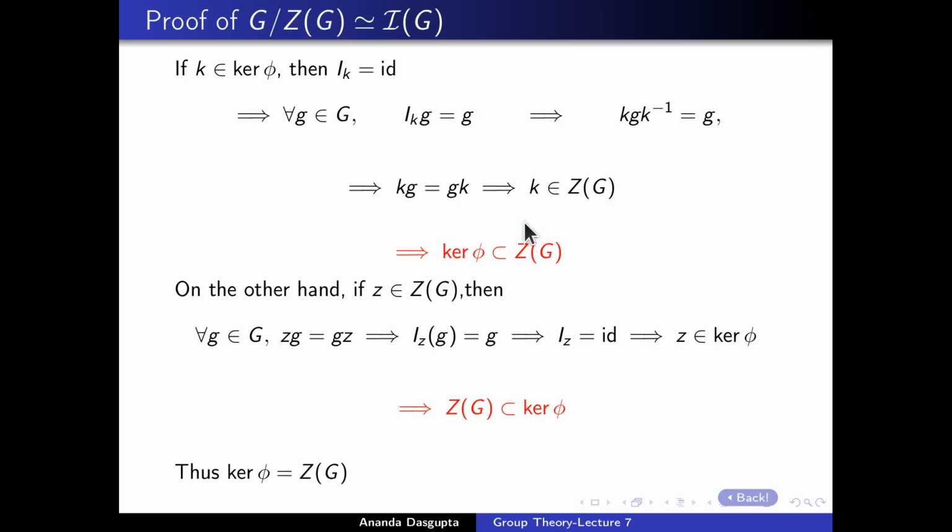Remember, we have already shown that there is a homomorphism phi between G and curly I of G. And this homomorphism happens to have a kernel which is the center of the group. So the second isomorphism theorem would immediately tell you that G by Z(G) is isomorphic to I(G).